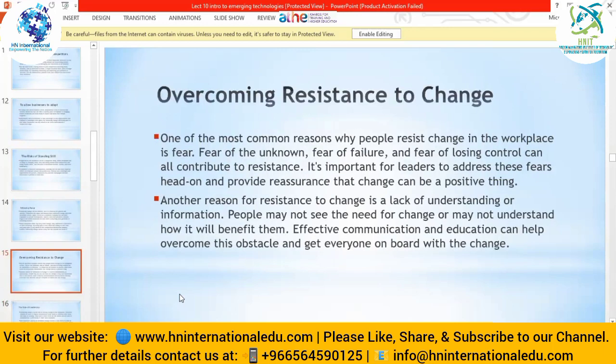Overcoming resistance to change. One of the most common reasons why people resist change in the workplace is fear. Fear of the unknown, fear of failure, fear of losing control can all contribute to resistance. It's important for leaders to address these fears head on and provide reassurance that change can be a positive thing. Now, why don't we adopt changes? Because we have fear. We fear that we may lose our money, or may lose our confidence.